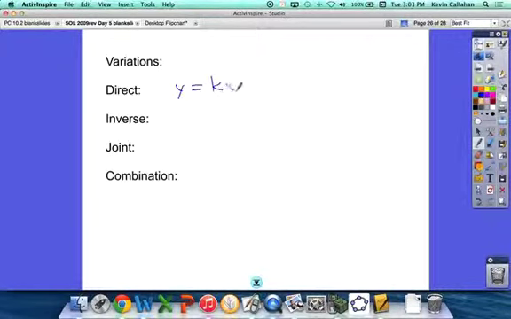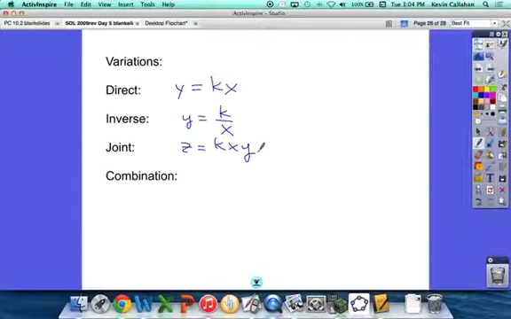Okay, here's the direct, here's inverse, and here's joint. Right? What do they all have in common? K. What do you call K? It's the constant of variation. They might even call it the constant of proportionality, right? And sometimes they'll say, y varies directly as x, or they might say y is proportional to x, right? In the same way, they mean the same thing.